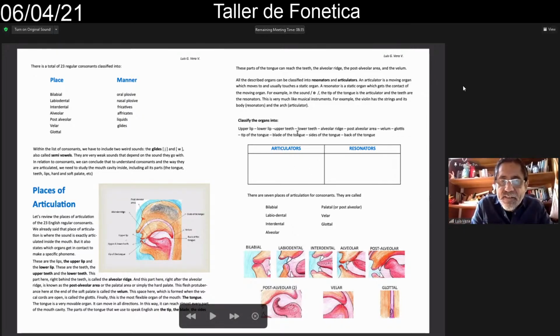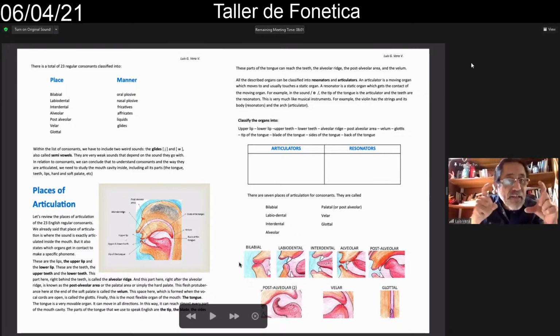So the idea is that of all of these organs, some of them move and some of them are static. The ones that are static are resonators, and the ones that move are the articulators, right? That's the most important. Okay, there are 7 places of articulation for consonants. They are called bilabial, labiodental, interdental, alveolar, palatal or postalveolar, velar, and glottal. And they are drawn here.